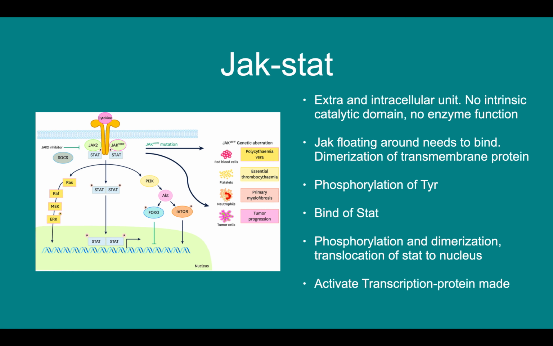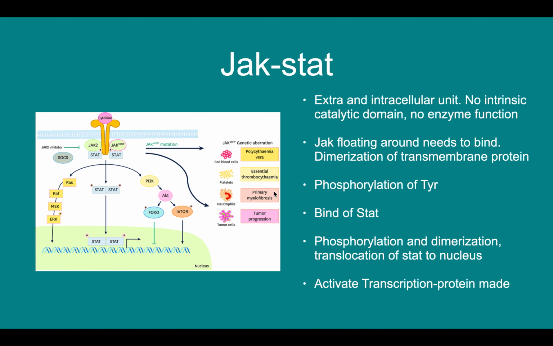JAK-STAT is going to be one of the examples. There is no intrinsic catalytic domain. There's no enzymatic function, so things need to bind to it in order for it to be phosphorylated. JAK floating around will bind, and then it will dimerize the protein. And then these two will phosphorylate each other. STAT will bind, more phosphorylation and dimerization, and then STAT will go into the nucleus. And then from there, it binds to the zinc fingers and activates transcription.